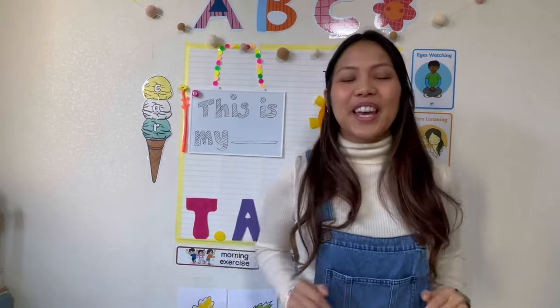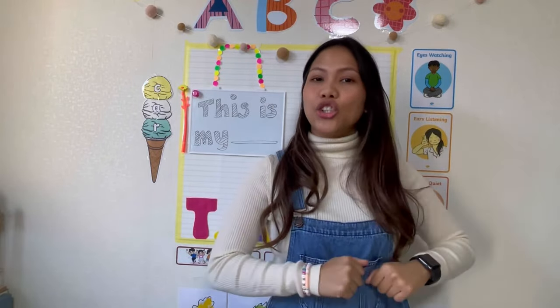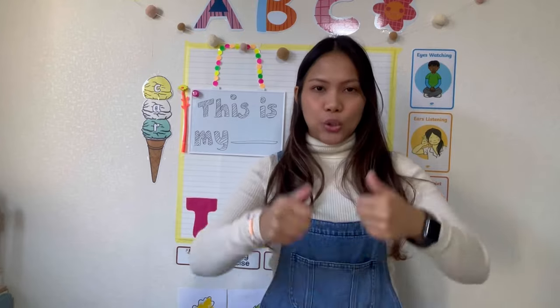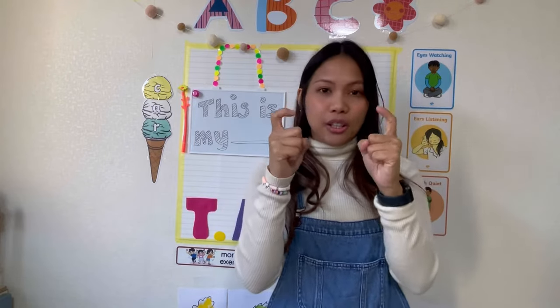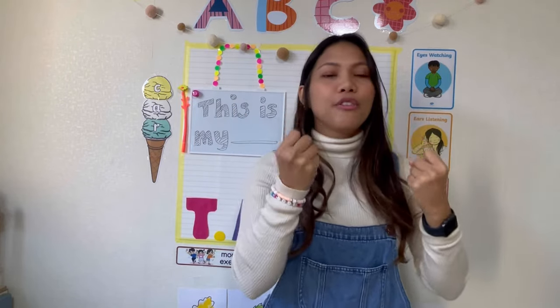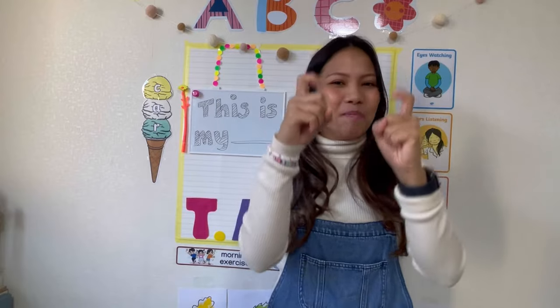Yes, we're going to use our fingers. Can you show me your fingers? And just wiggle, wiggle your fingers. Good. Okay, so we'll just do the gestures. Okay? So two thumbs up for father, father. And then your index finger, this finger, for mother, mother.